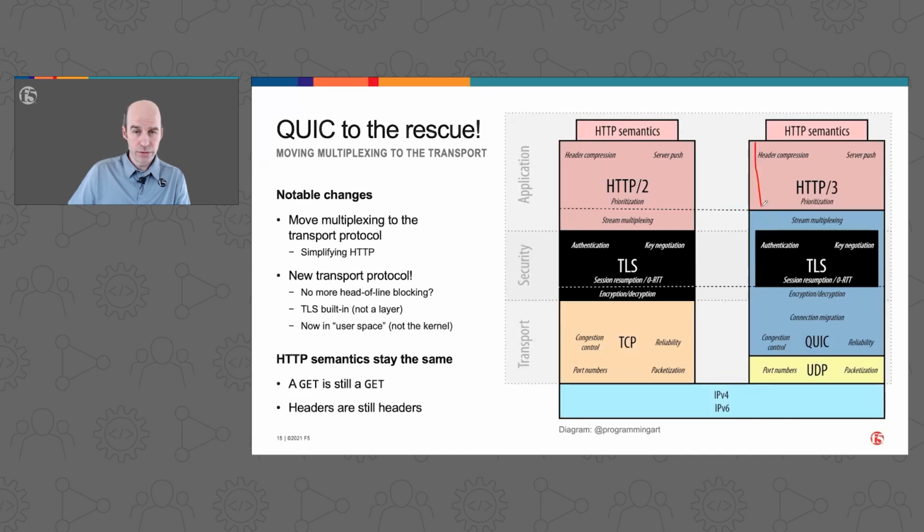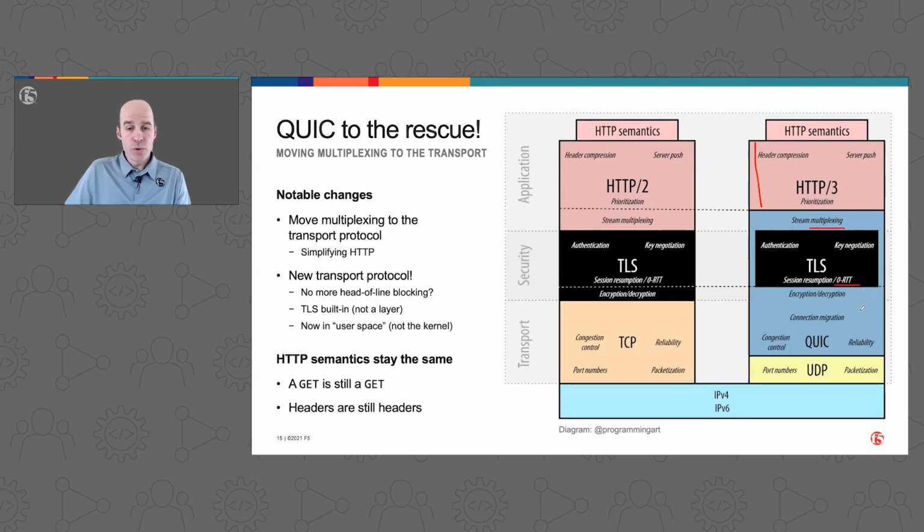HTTP3 becomes a smaller protocol. It's back to being HTTP and not also masquerading as a transport protocol. QUIC is then a transport protocol that's designed to do the multiplexing. It builds TLS in, as opposed to being a separate layer in its own right, which means it's more efficient and we can do things like session resumption and zero round trip negotiation a lot more efficiently.